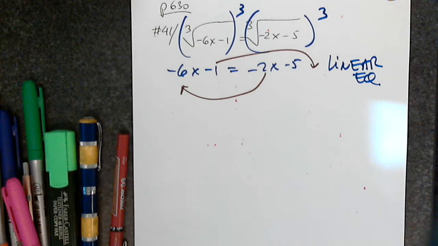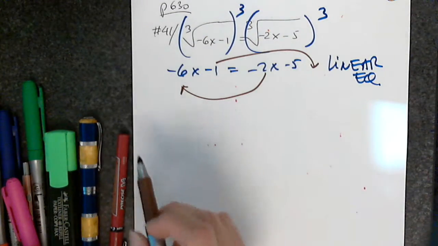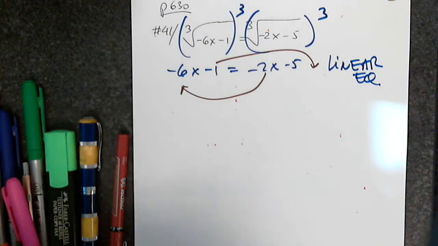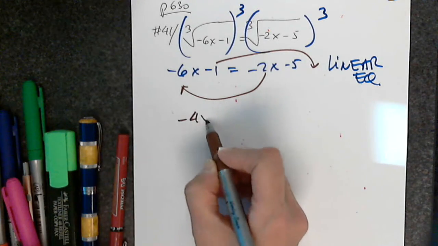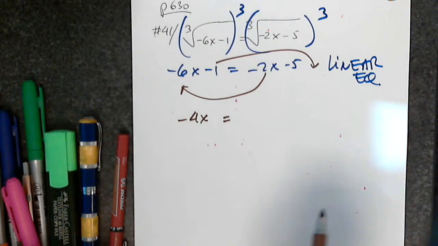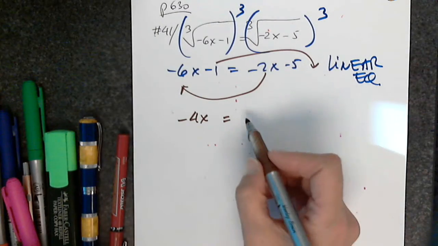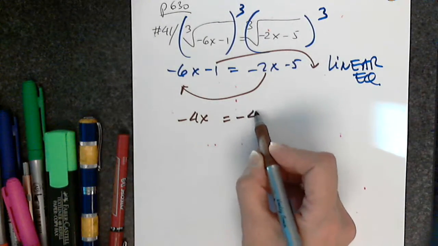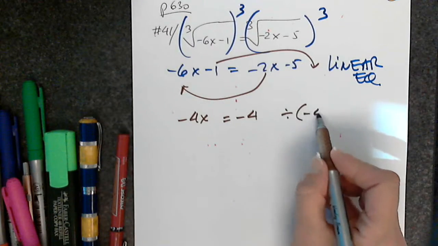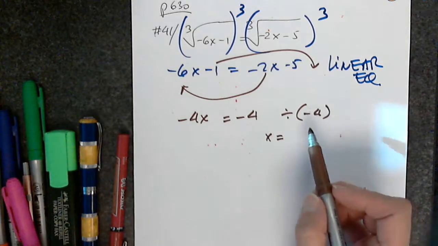It doesn't matter where you want to keep the variable. I prefer the left-hand side, but it doesn't matter. Finish it in your way, and we'll check the answers. We have to get the same answer. So if I move negative 2x to the other side, it becomes positive. What do I have on the left? Very good. If I move negative 1 to the other side, it becomes positive. What do I get? Good. Finally, I divide both sides by negative 4, so I get x equals 1.